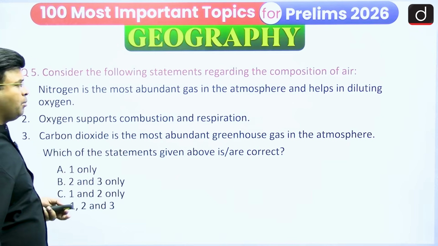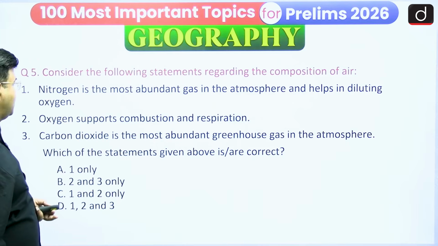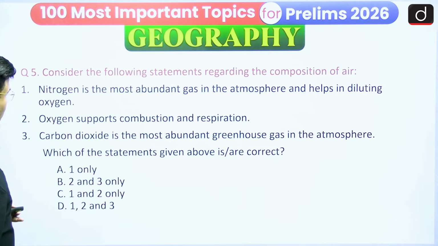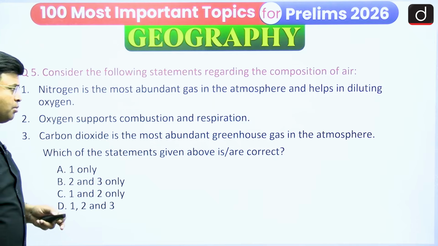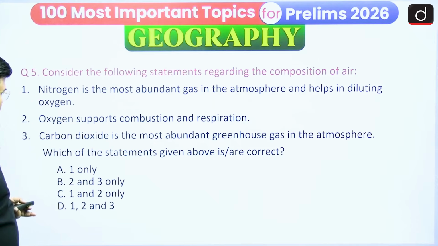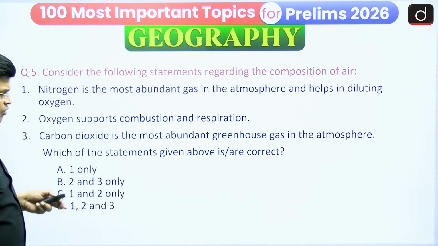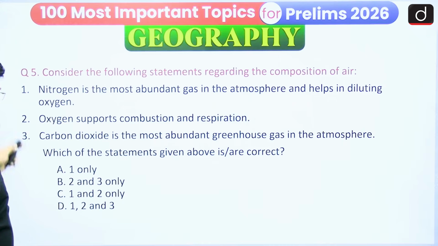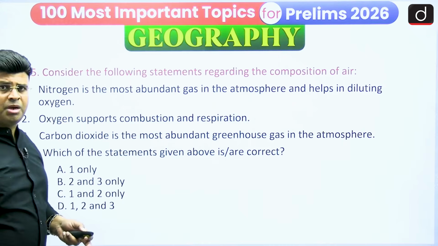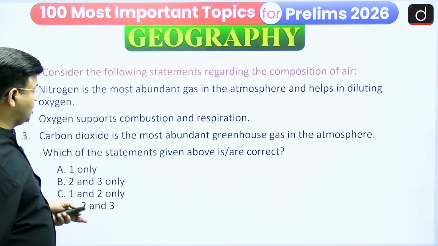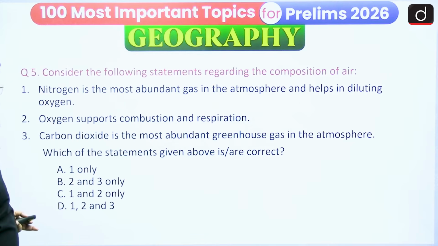Consider the following statements regarding the composition of air. Nitrogen is the most abundant gas in the atmosphere and helps in diluting the oxygen. You have to answer whether it is right or wrong. Oxygen supports combustion and respiration; say whether it is right or wrong. Carbon dioxide is the most abundant greenhouse gas in the atmosphere. You have to check it out. Which options are correct? Give your answer in the comment box. We will see your answers in the comment box, and even if you have a doubt, we will see.